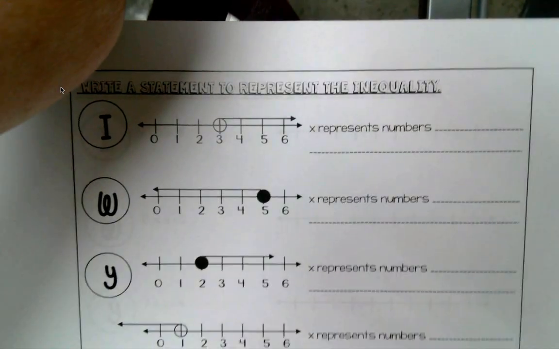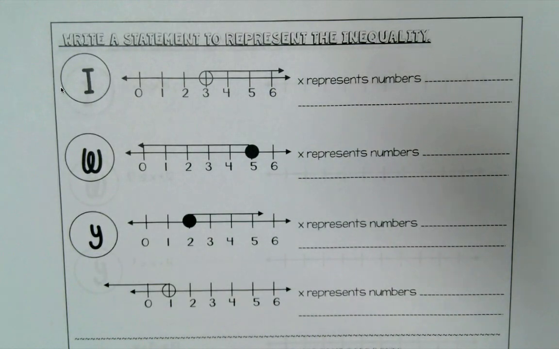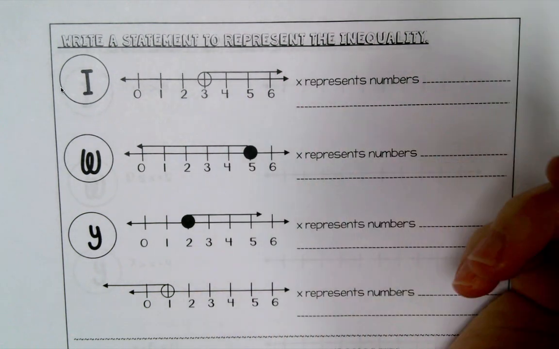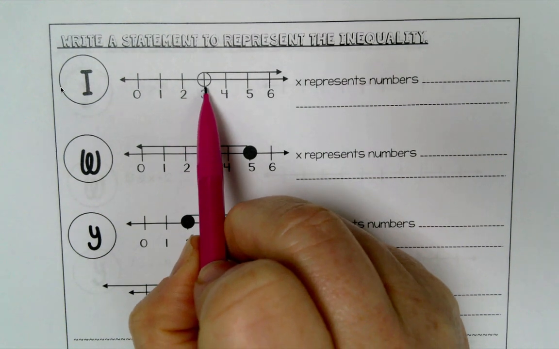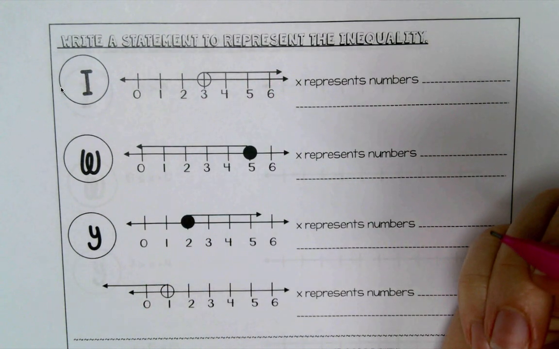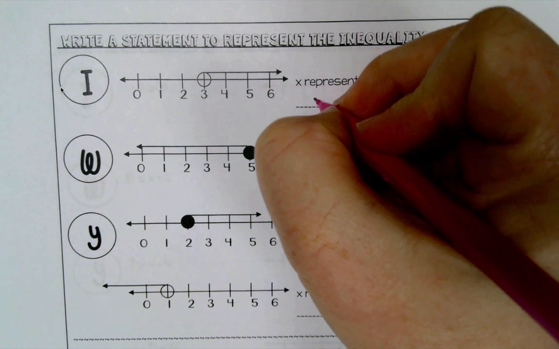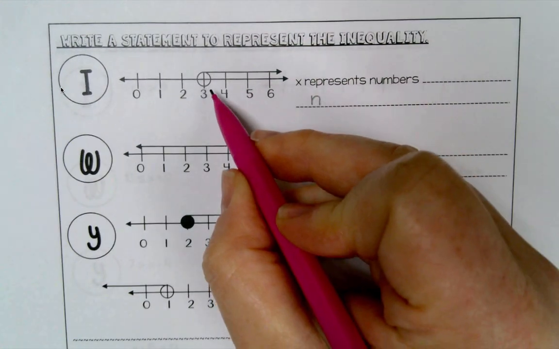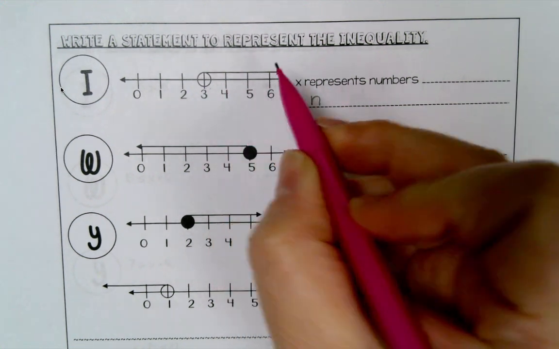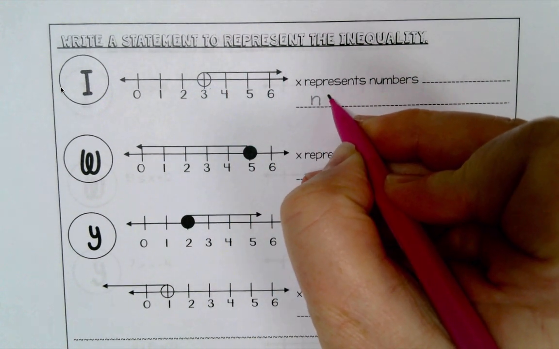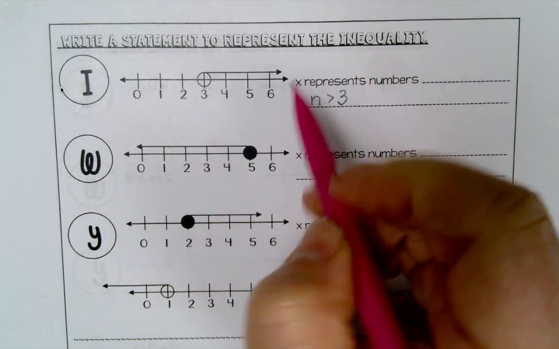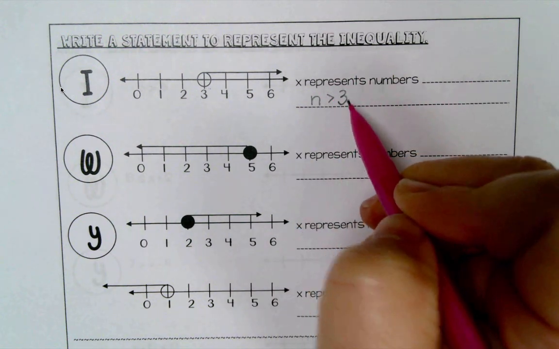So this time we're going to write a statement to represent the inequality. So one thing we need to know, looking at that. So my number is greater than 3. Okay, so write a statement. So we're going to say X. I don't like X. We're going to say N for a number. So remember, X looks like a multiplication symbol. So my number, as you see, it's getting bigger than 3. So N is greater than 3. And remember, my circle is not shaded in, so it's not greater than or equal to, it's just greater than.